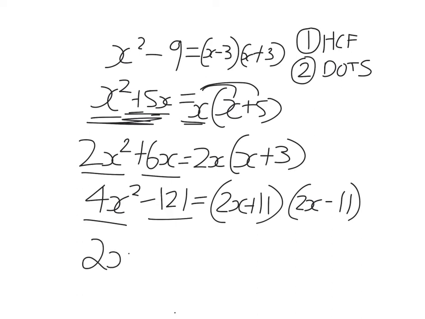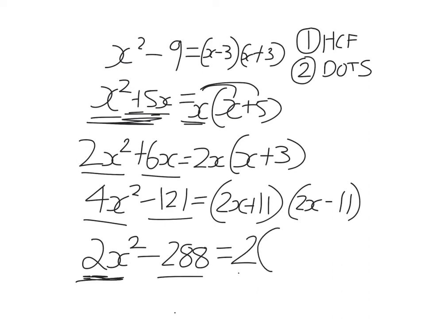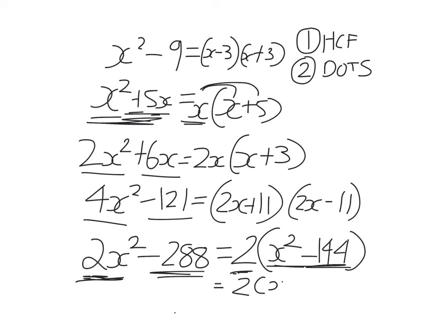If you want to try something like 2x squared minus 288, the problem is that 2 is not a perfect square, 288 is not a perfect square, but they do have a highest common factor. So I always try highest common factor first. The highest common factor is 2. What do I times by 2 to get this? Just x squared. What do I times by 2 to get this? It's just minus 144. So to factorize this fully, I know this is the difference of two squares. So it'll just be 2 times (x minus 12)(x plus 12), easy as.